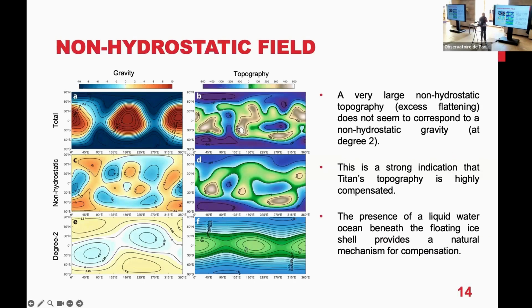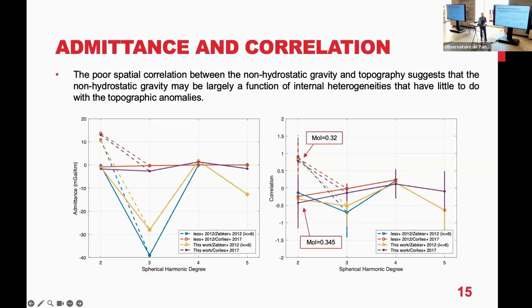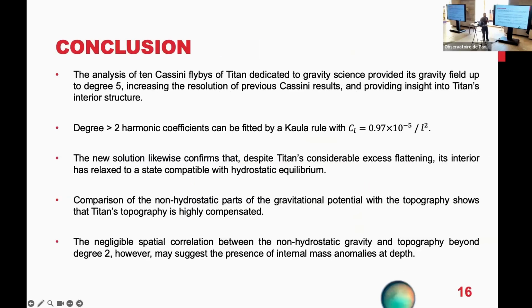The non-hydrostatic field complicates the picture because we don't see correspondence between gravity and topography, and this is also reported here in the correlation diagram, in which we see no correlation at different degrees between the gravity anomalies and the topography, which is an indication of the fact that the gravity anomalies are likely associated to internal heterogeneities. So I will leave here the conclusion, and thank you for the attention.